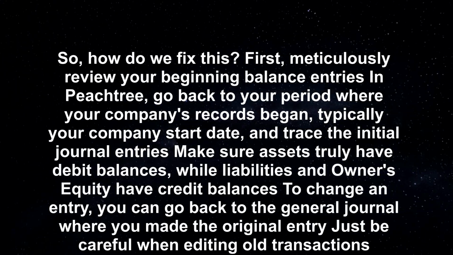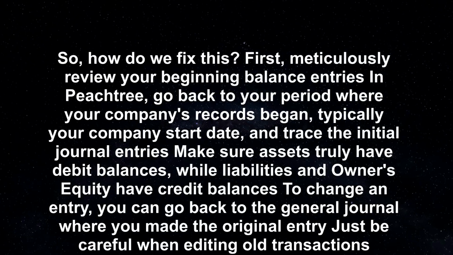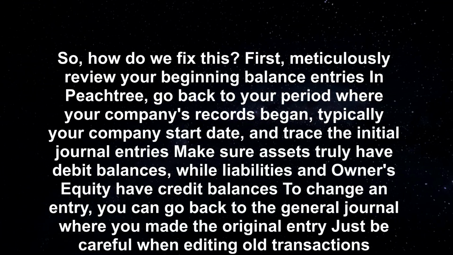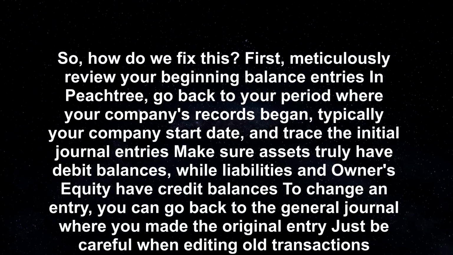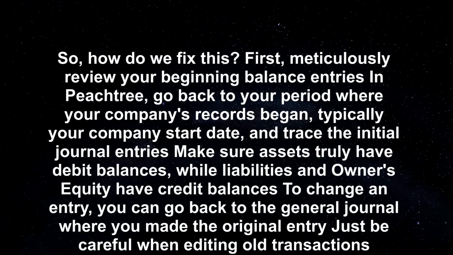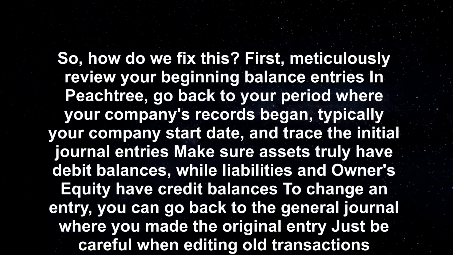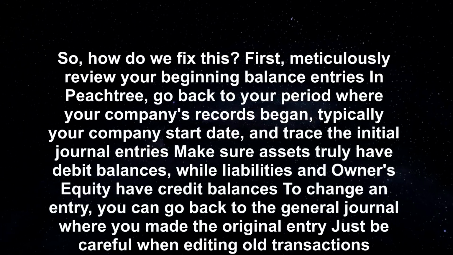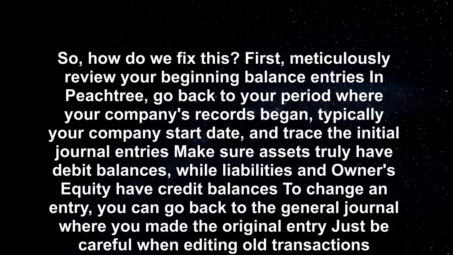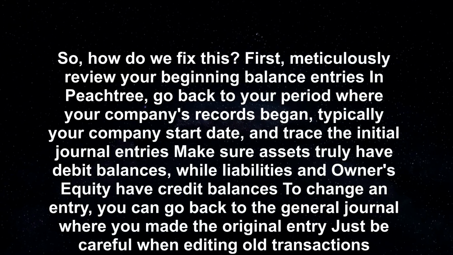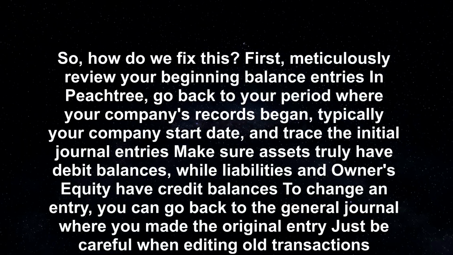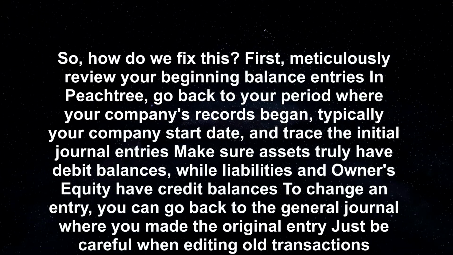First, meticulously review your beginning balance entries in Peachtree. Go back to your period where your company's records began, typically your company start date, and trace the initial journal entries. Make sure assets truly have debit balances, while liabilities and owner's equity have credit balances. To change an entry, you can go back to the general journal where you made the original entry. Just be careful when editing old transactions because this can change prior reports.